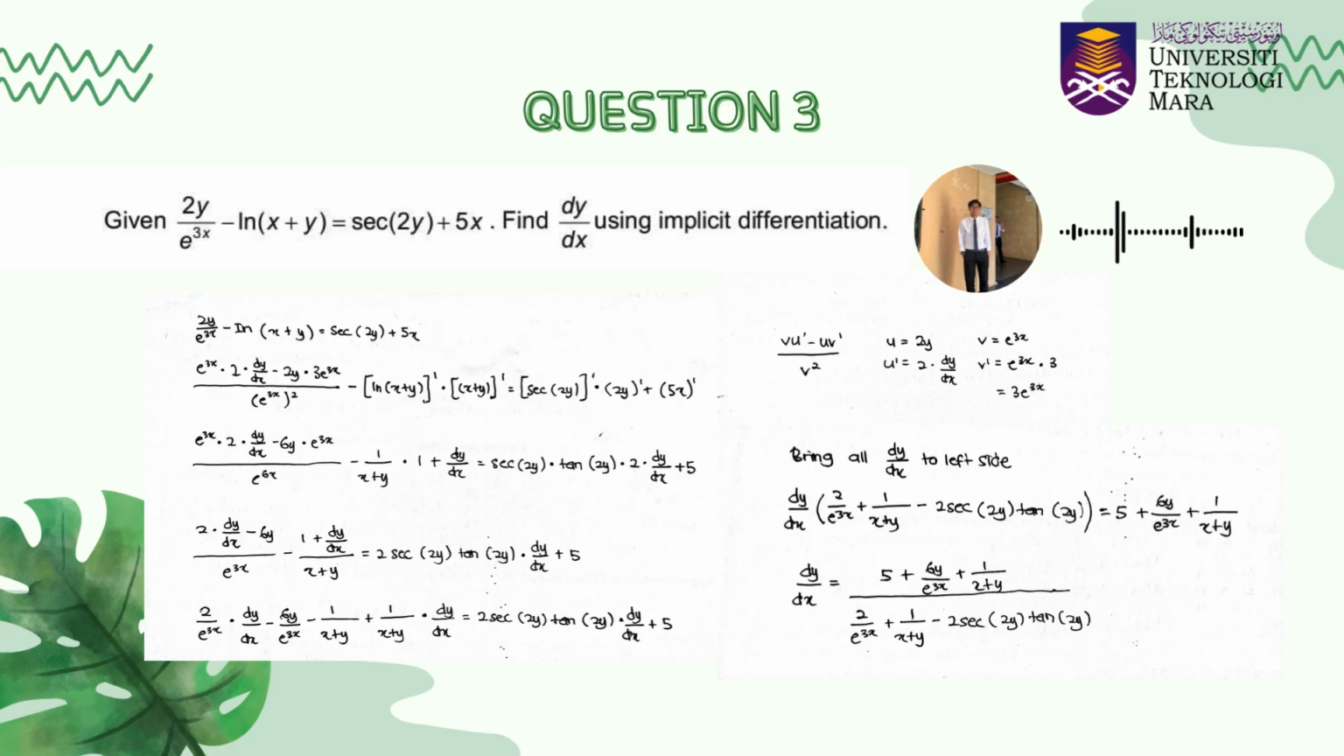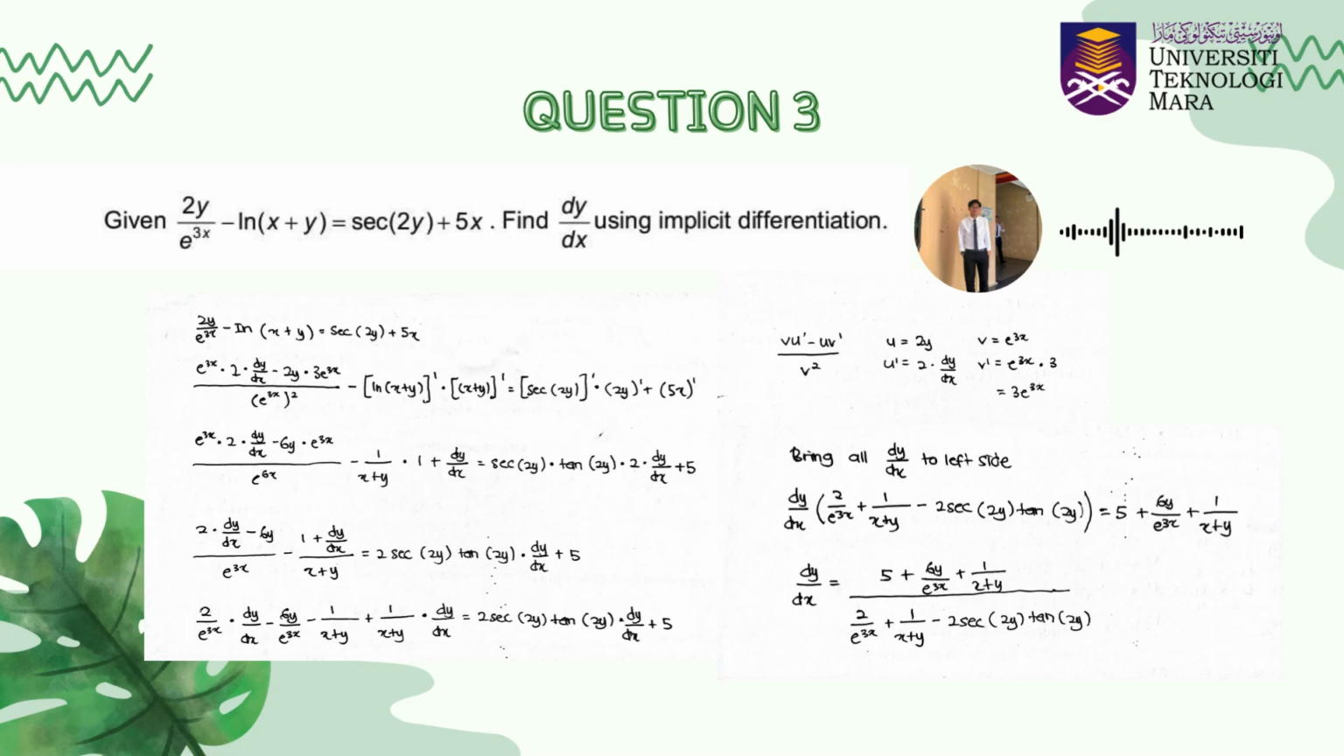Step 2. Combine all the derivatives. Putting everything together, the differentiated form of the equation becomes 3e to the power of 3x minus (1 + dy/dx) over (x + y) equal to 2 sec y tan y dy/dx plus 5.